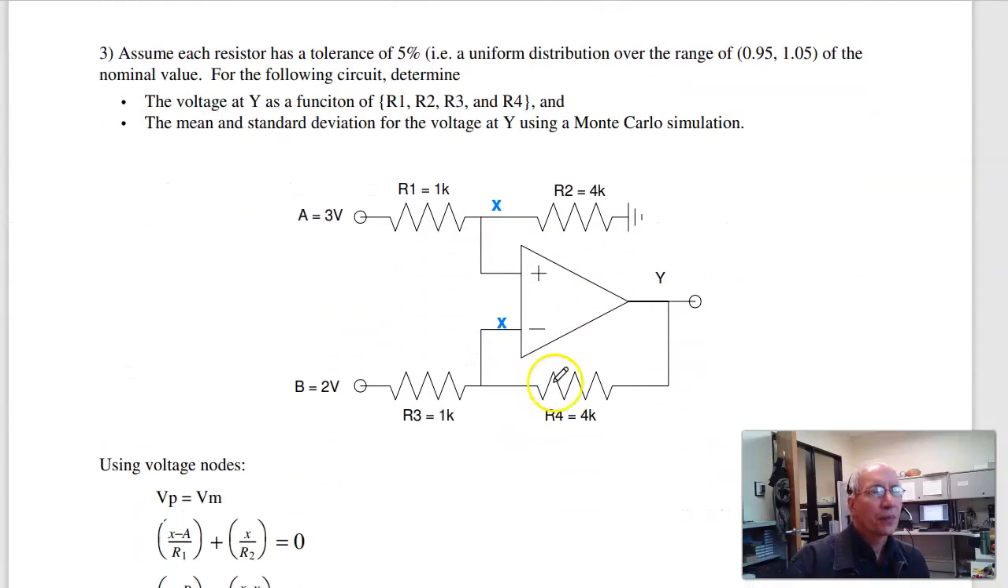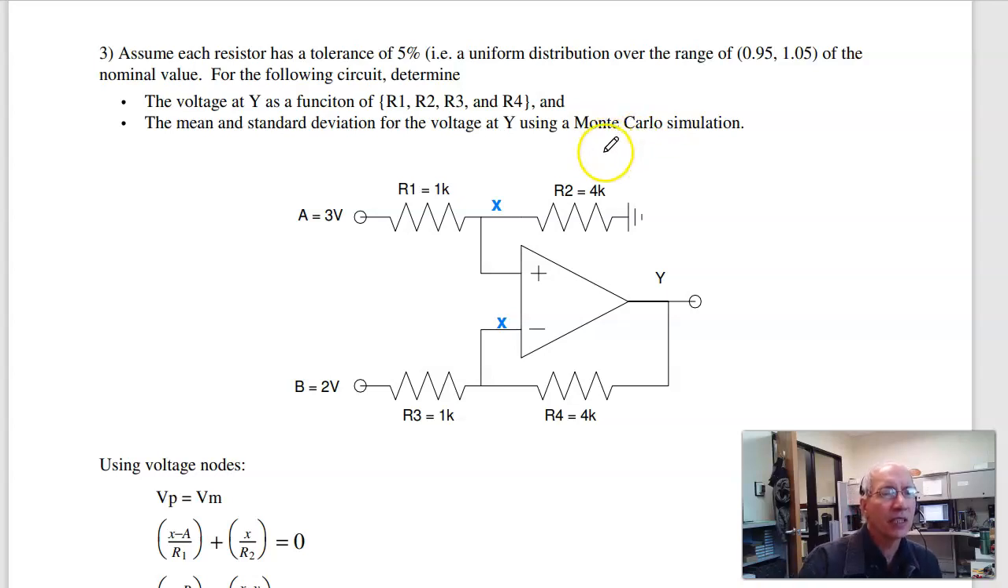Problem 3. If I have an op-amp circuit and the resistors have a 5% tolerance, what does y look like? Well, here I'm going to use a Monte Carlo simulation. What I can do with Monte Carlo is guess a random number for R1, that's 1k plus or minus 5%. Pick a random number for R2, 4k plus or minus 5%, and so on. Once I know the resistors, I know the inputs, calculate y. Repeat 1,000 times. Once I've got 1,000 y's, I can take the mean, standard deviation, and that kind of describes what the distribution is for y.